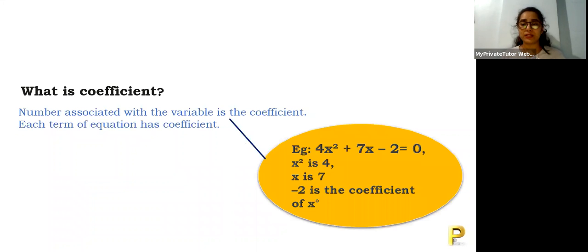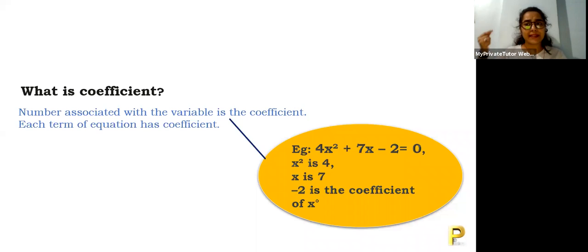So you have 4x squared plus 7x minus 2 is equal to 0. So if you check for x squared, what is the coefficient? 4 is the coefficient. If you check for x, what is the coefficient? 7. If you check for 2, you don't have any variable over there, but still minus 2 is a coefficient. Why is it a coefficient? Because x^0 exists over there. Now what is x^0? x to the power 0.